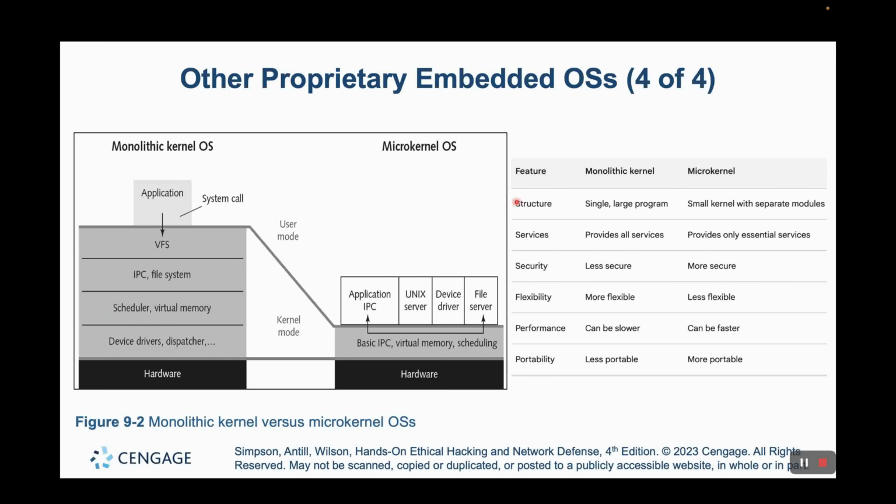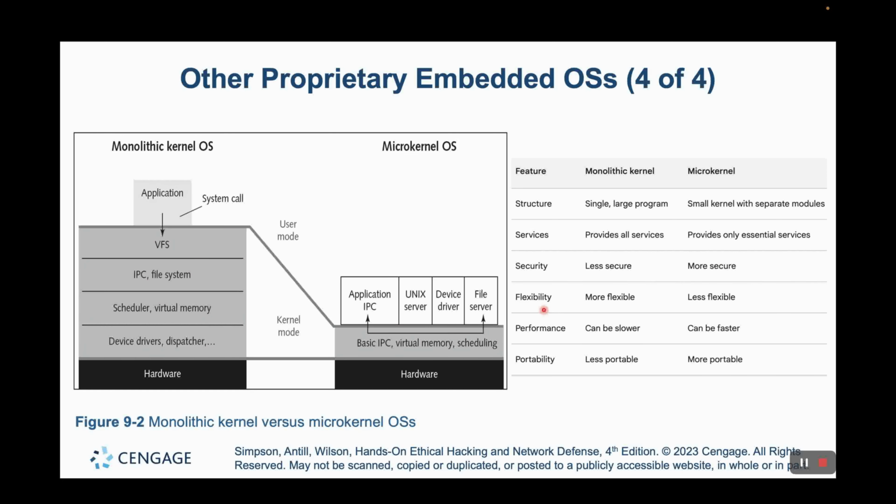Now, if you look at this table here, there's the feature, the mono, the micro, the structure: single large program. This one is a small kernel with separate modules. In terms of services, the mono provides all services. The micro provides only essential services. Now, this means in terms of security, the mono is less secure, because obviously you can see there are more lines of code added in order to have it function in different ways. On the contrary, this one has a much smaller number of lines of code, which makes it more secure.